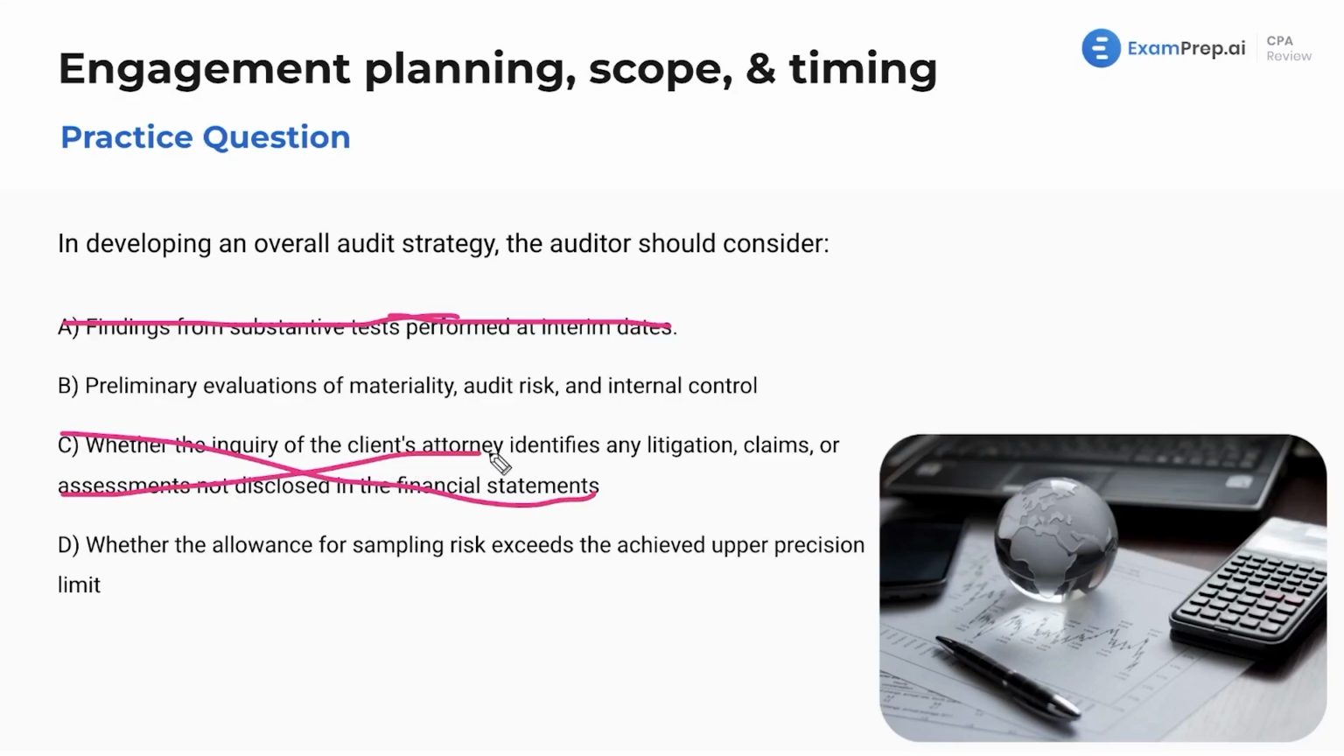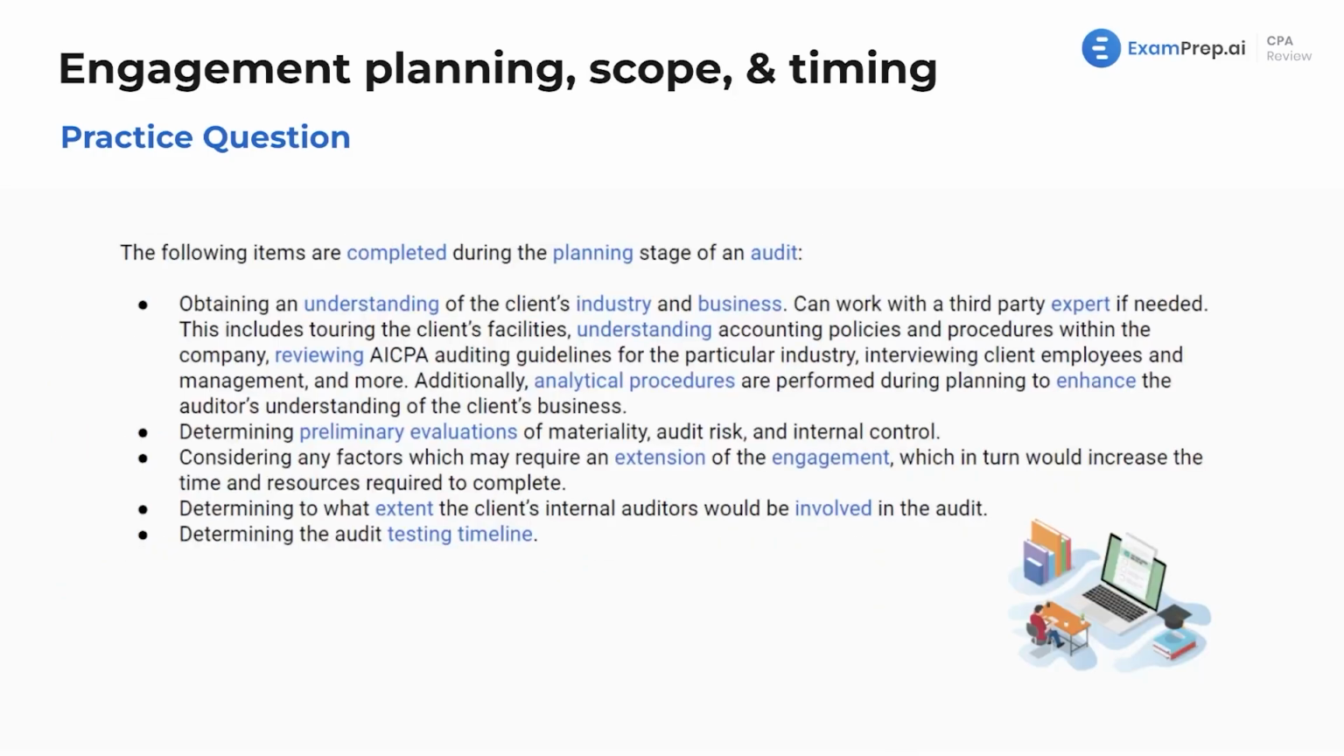We are still in planning, and we know that because we're developing the overall audit strategy, which is done during the planning stage. Lastly, whether the allowance for sampling risk exceeds, okay, again, this is something that's done during testing, right? During the actual audit. We're still in planning, so we are going to be left with letter B as our final answer there. Preliminary evaluations of these items, that's what we will consider. And again, just for reference, what is completed during the planning stage, preliminary evaluations, you can see it right here. So again, a two-pronged approach: you can memorize and you can process of elimination. I would recommend doing both, a good combination, never going to hurt.